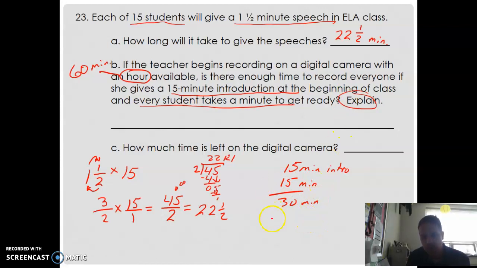We know that the speeches are going to take 22 and a half minutes, right? That would give us a total of 52 and a half minutes. So if she has a 60-minute digital camera, does she have enough? And the answer would be absolutely yes, she does. If she has 60 minutes, her explanation is something like she has 60 minutes, she would need 52 and a half minutes of time.